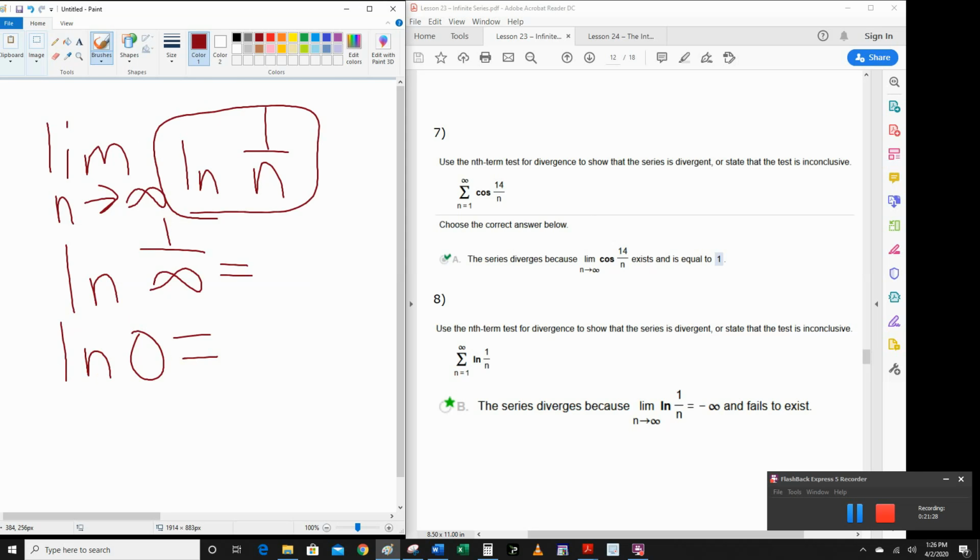And if you were to graph this series in Desmos, as n goes to infinity, your limit is actually going towards negative infinity. In other words, our limit fails to exist. So our series diverges.